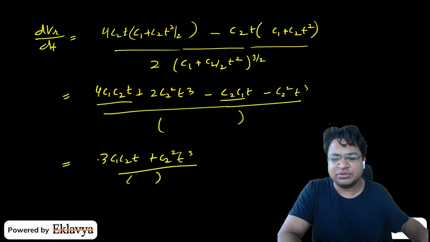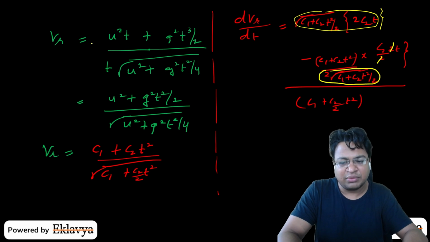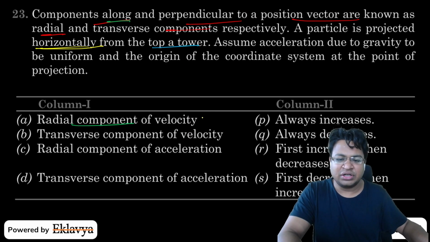And C1, C2, they are positive numbers. So this is definitely greater than zero. So we can say that VR increases with time. VR increases with passage of time. So we are sure about VR now. All right. So the radial component of velocity always increases. P option.